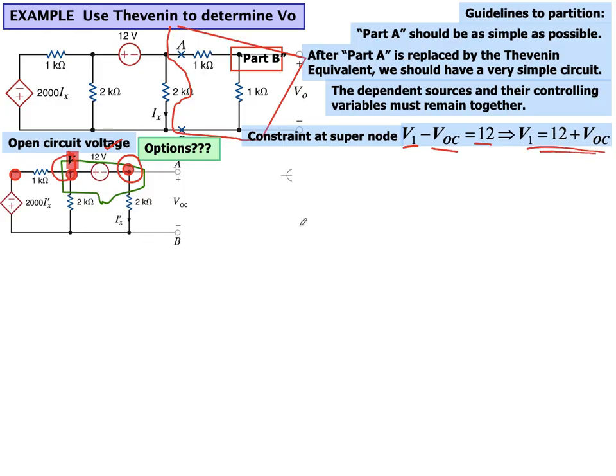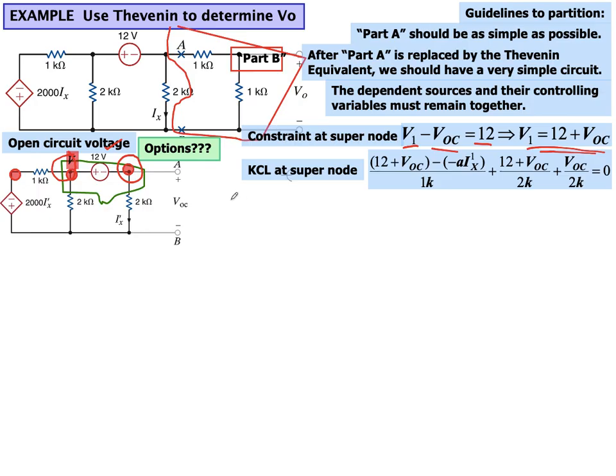Now let's apply KCL at this super node. We can take the sum of all the currents leaving the node, or current entering the node equal to current leaving the node. Let's assume all the currents are leaving the node. So this current will be V1 minus, and because there's a negative sign here, minus 2kIx, over 1k, and we know what V1 is. V1 is 12 plus V open circuit.